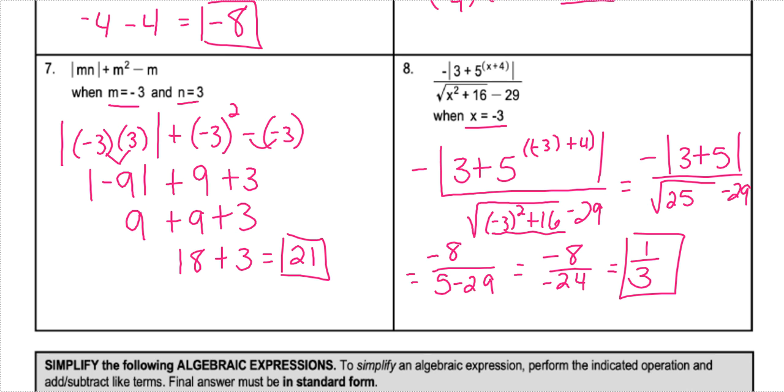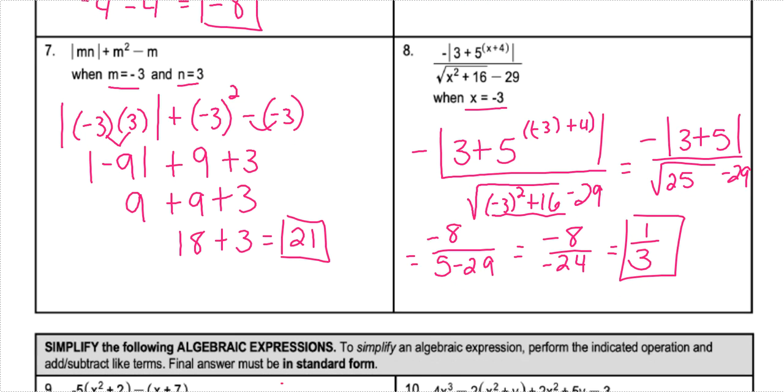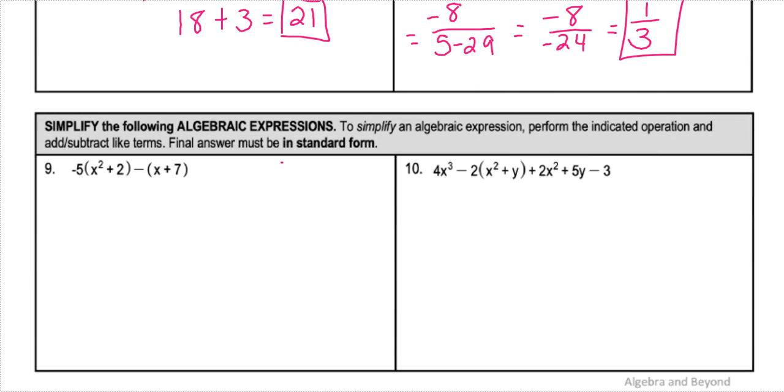All right, so that is some evaluating with some order of operations. The last thing we're going to go through today is simplifying some expressions. So rather than evaluating them at a certain value of x, now we're going to combine like terms and use the operations to get a final answer as simplified as we possibly can in standard form.